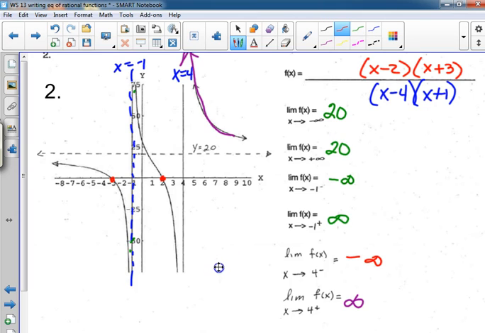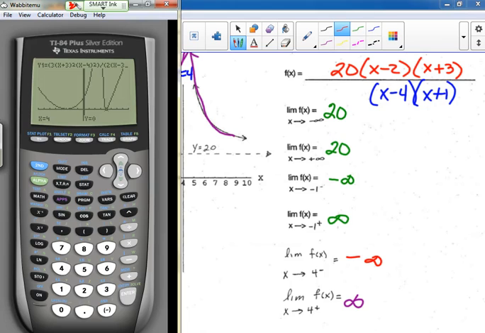Okay, right now, what's going on with our end behavior? It's equal weight. So it should approach leading coefficient over leading coefficient. And what is it approaching? 20. So if we put a 20 on the top, I don't know if that's enough. I don't know if there's anything else we have to do. Let's graph this bad boy.